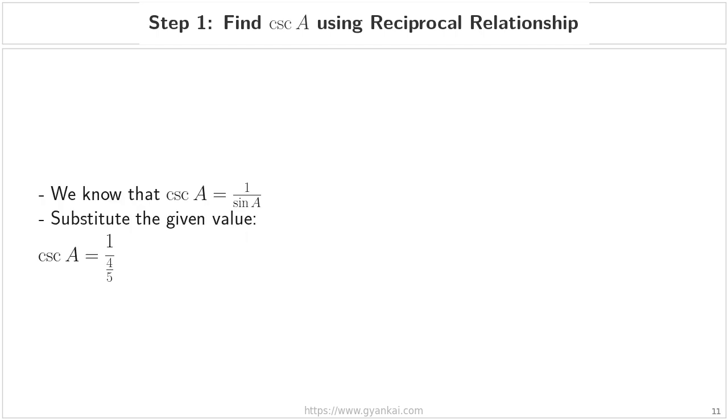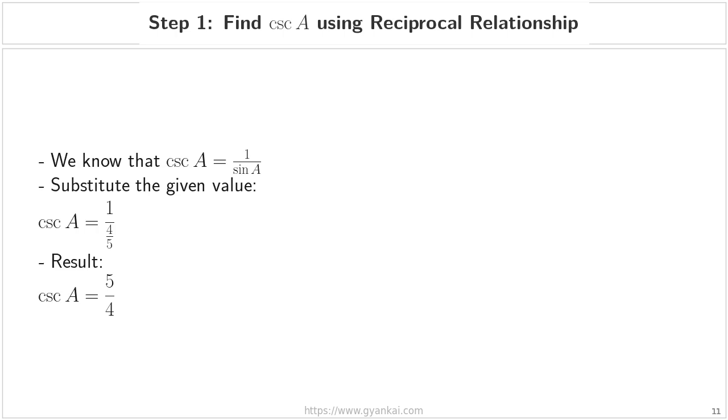Step 1. Find cosecant A using the reciprocal relationship. We know that cosecant of A equals 1 divided by sine of A. Now, let's substitute the value we were given in the previous step, which was sine of A equals 4/5. So, our equation becomes cosecant of A equals 1 divided by the fraction 4/5. When we divide 1 by a fraction, we simply take the reciprocal, which flips the fraction. Therefore, our final result is cosecant of A equals 5/4.